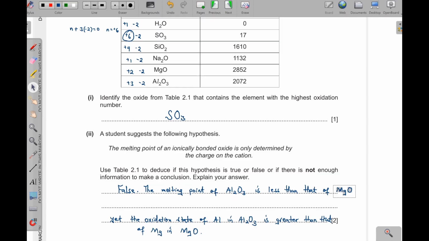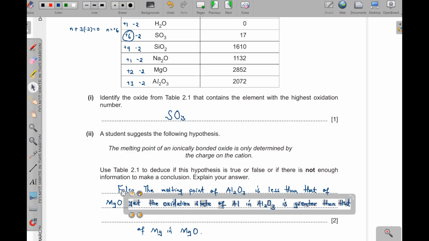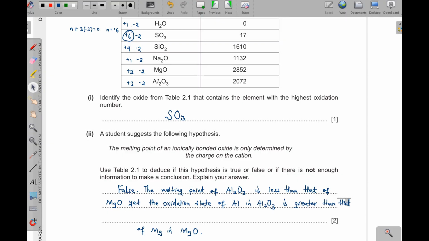So instead of magnesium oxide, I'm trying to rearrange this such that everything fits on the what? On the two lines.